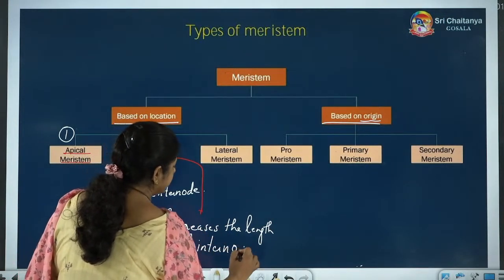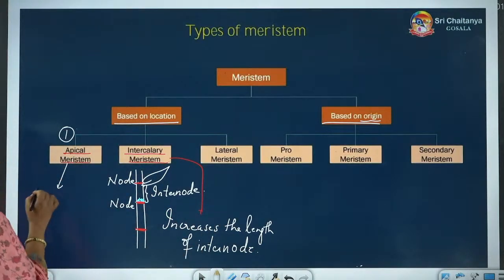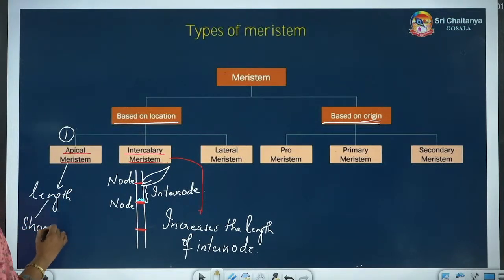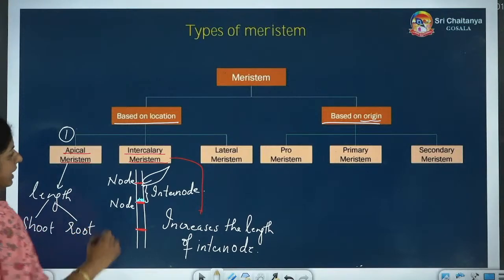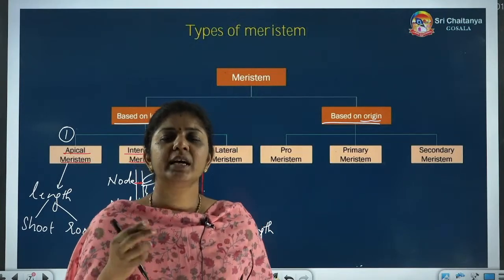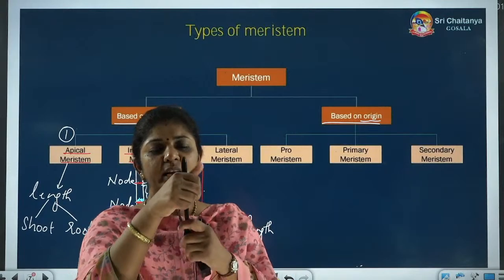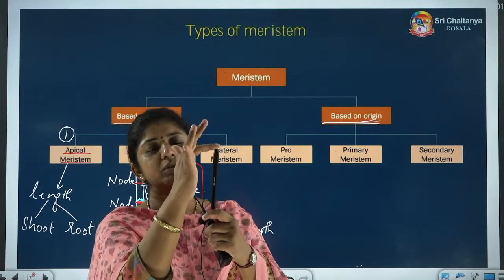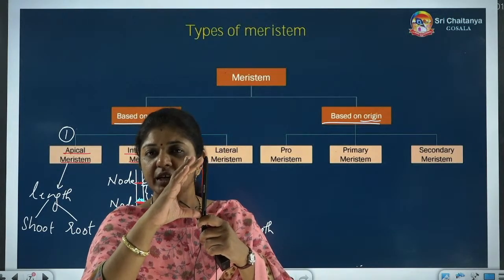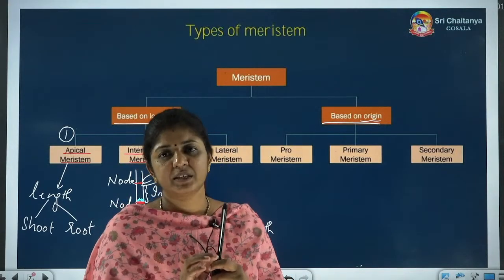Are you getting that? An apical meristem overall increases the length of the shoot and even of the root. I repeat, based on location, first we discussed apical meristem, second intercalary meristem. Intercalary meristem is present at the base of the internode. If this is one node and this is the second node, the place between is the internode, and at the base of the internode is the intercalary meristem. Is that clear?